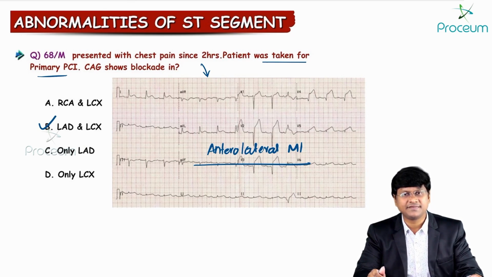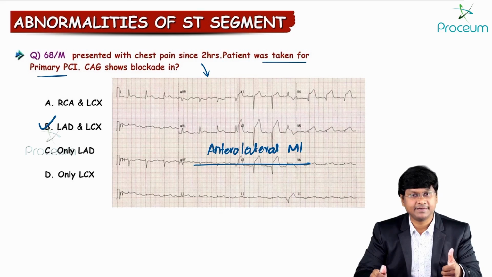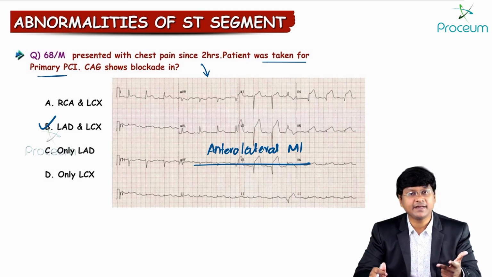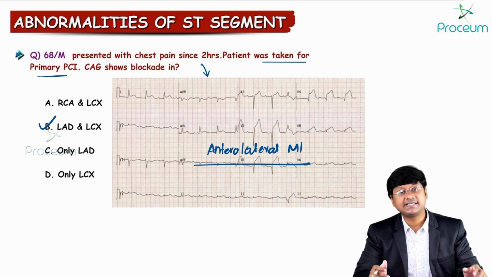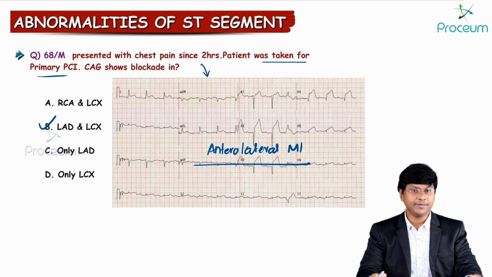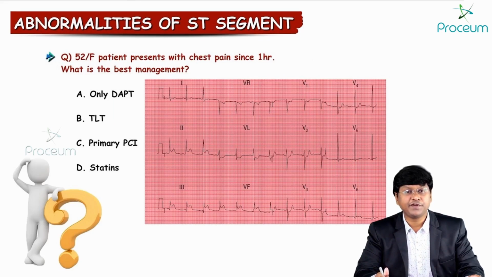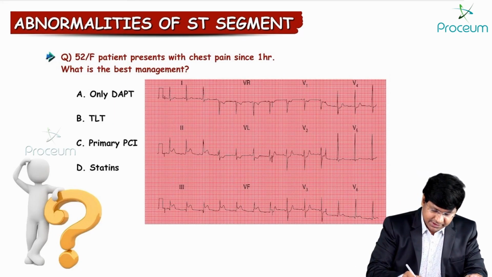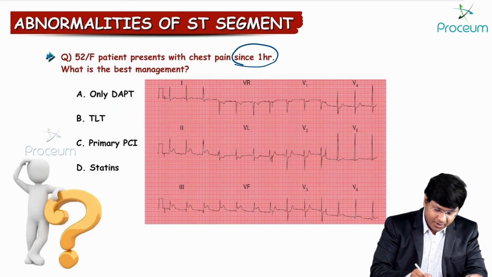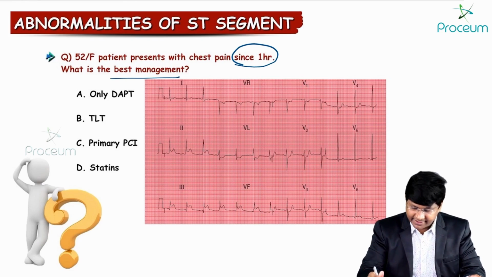So, until now what have we discussed? Electrolyte abnormalities like hyperkalemia, left bundle branch block, benign early repolarization, ST elevation MI. Okay, next, you see the next question. The question is, a 52-year-old female patient presents with chest pain since 1 hour. What is the best management in this patient?